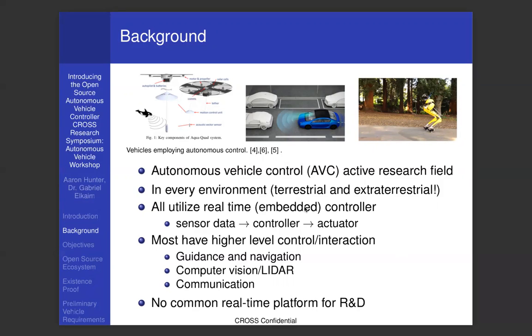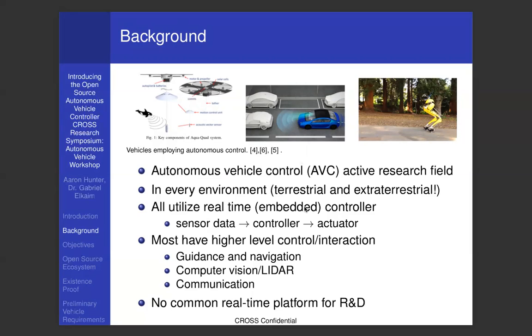One thing that all of these vehicles have in common, however, is that they all utilize a real-time embedded controller. That is to say, they have a controller which takes in sensor data, estimates the state of the vehicle, and based on that state estimate provides some action that it takes in the world, whether it be to change its direction, to increase its speed, to move its limb, whatever. They all have some form of real-time control.